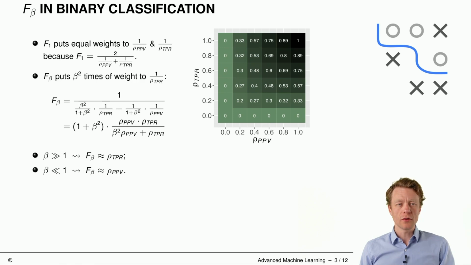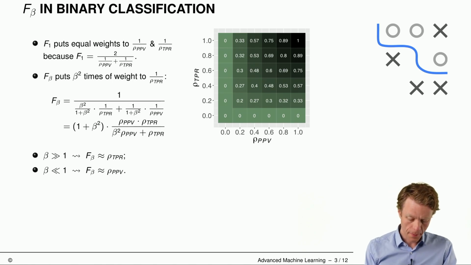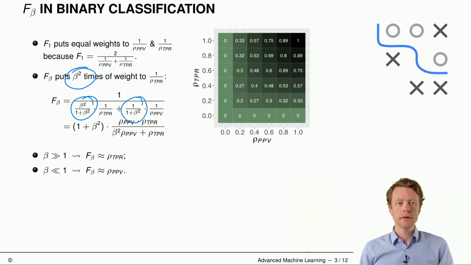Well, more about the F1 score. The F1 score puts equal weights to precision and recall, or to the inverses of precision and recall. There is a different score called F beta, which has some beta squared weights put to TPR and PPV. So this and that value are not a half any longer, but beta squared divided by 1 plus beta squared, which is exactly 1/2 if beta is 1, of course. But this F beta allows you to put different weights on the precision and on the recall.